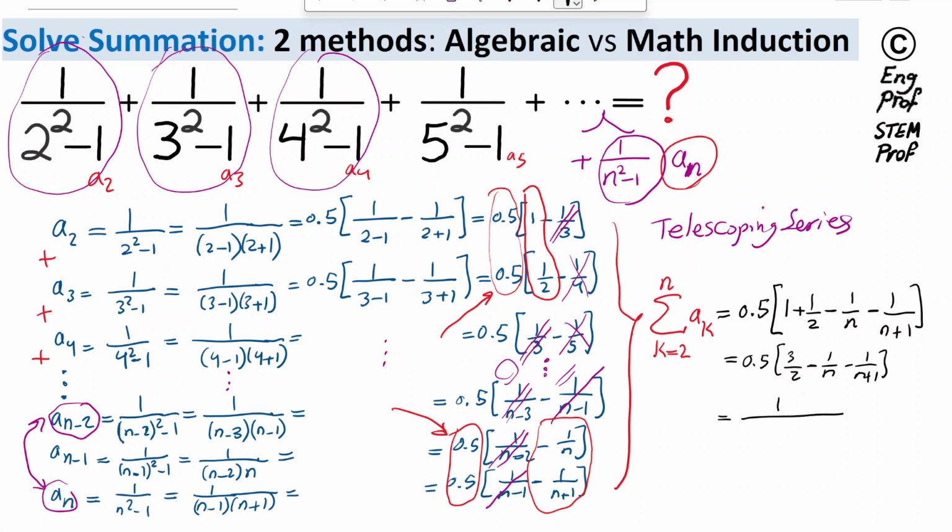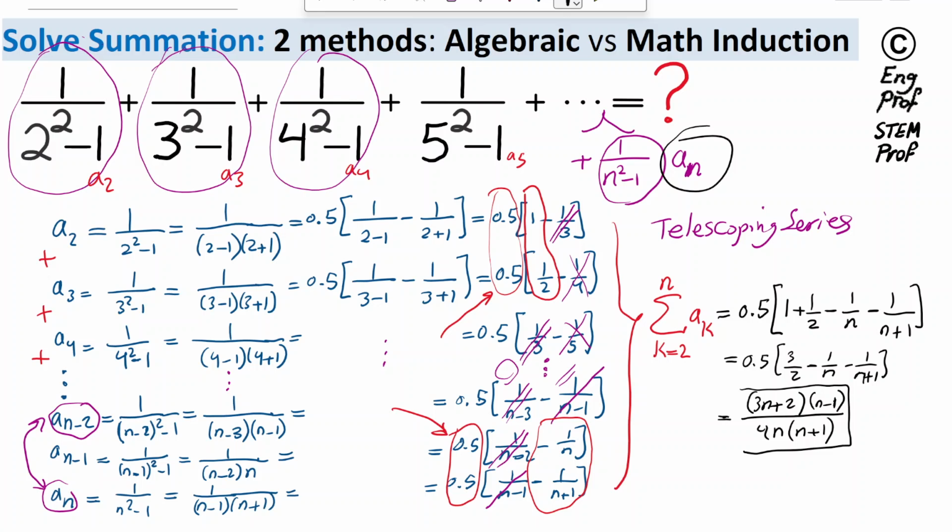Finally, if we just further simplify this, the closed form formula becomes, if you just multiply and simplify the whole thing, 3n plus 2 times n minus 1, divided by 4n times n plus 1. So that is the closed form formula for this finite version of the summation, summing up to the nth term, an.